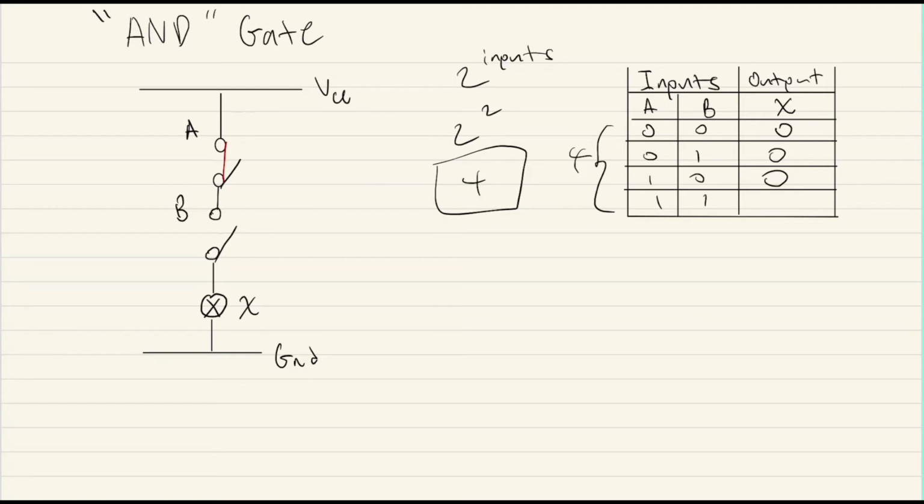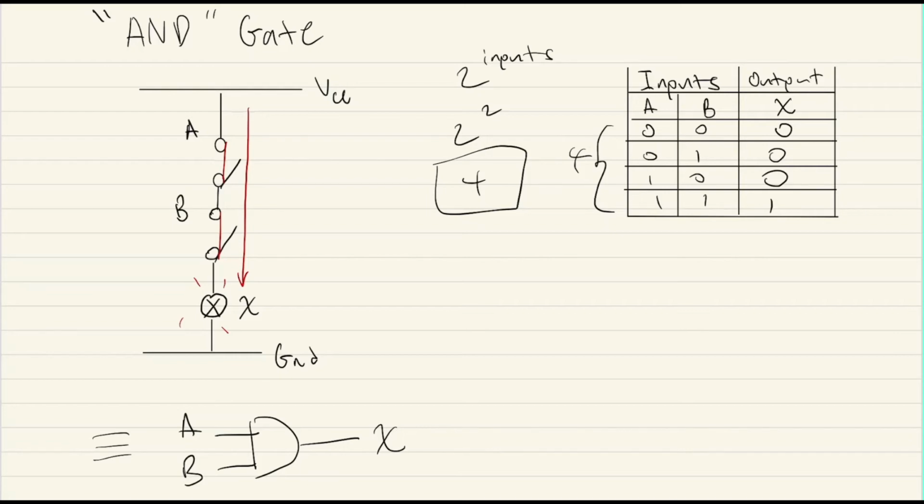Now, if I close A and B, a current is able to go straight down, turn on the light bulb, and X is finally 1. As you can see, we need to switch on A and B for the circuit to be on, and that's why it's called the AND gate. And this can be represented with this: A, B, and X.